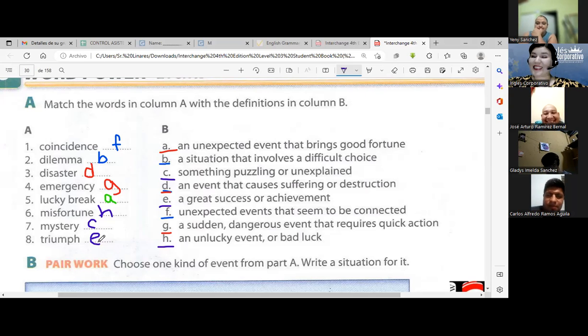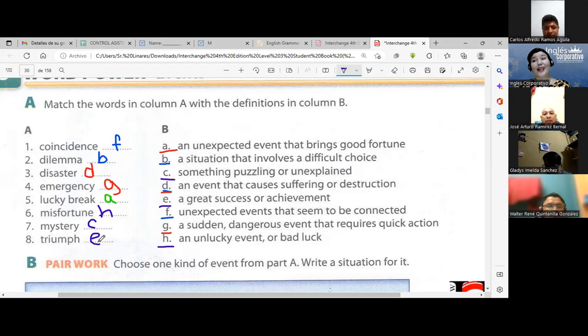So you see, that's an example. What is an example of an emergency this day? The earthquake, right? That is an example of an emergency. What is an example of a disaster? Give me an example of a disaster. The children did a disaster in the house. Yes, most of the time it happens, right?